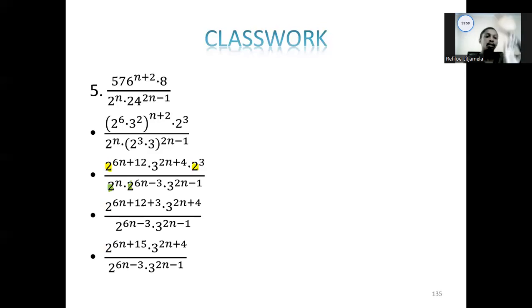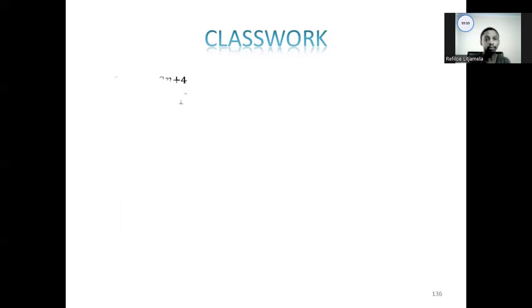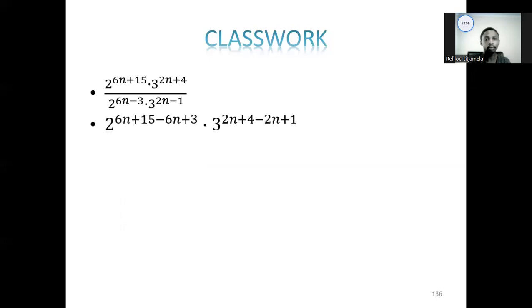Each base, you write it as a single base, and then you take the exponent of the numerator of the same base minus the exponent of the denominator of the same base. So I will take 6n plus 15 minus 6n plus 3, because when I minus negative 3, it will end up being positive, okay? And that will give me this. And simplifying that will give me this. You're multiplying the 2, it will end up giving you 8,388,608.